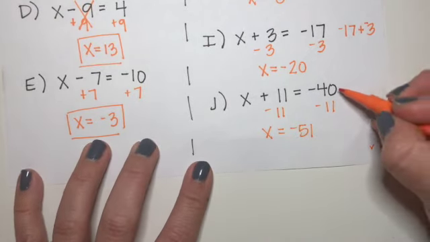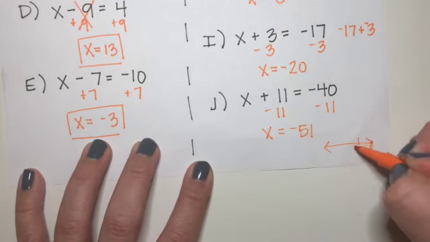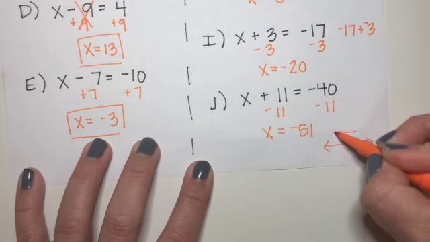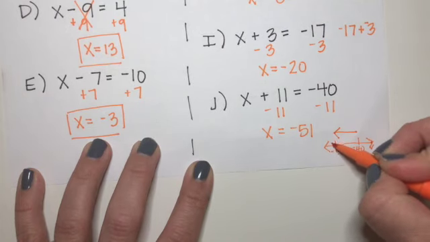Right, same thing. Think about it on a number line if that's helpful. If we're at negative 40 and then we go negative 11, that's going to put us at negative 51 right there.